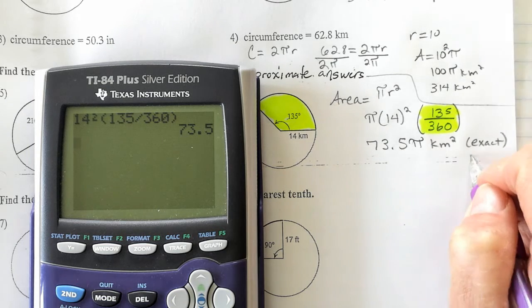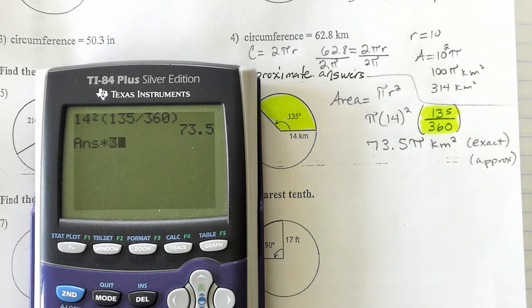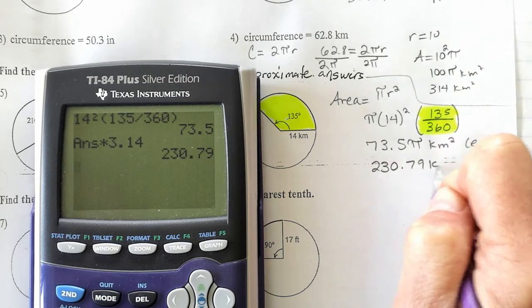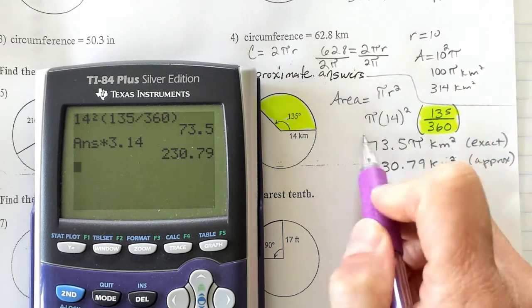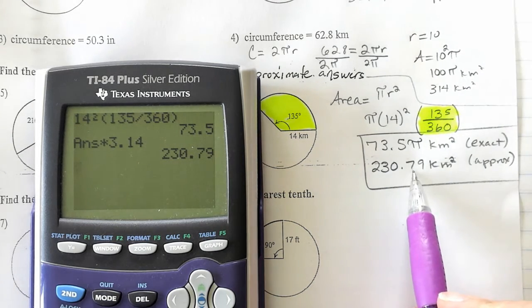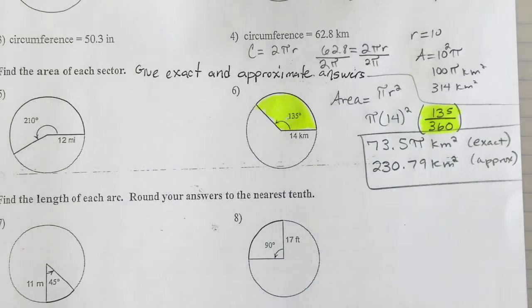Now, if I want to find the approximate, we will take that times 3.14 because we're approximating pi, and that is 230.79 kilometers squared. So those are our two different values. And if you round that 0.79 to 0.8, fine. We're good. All right, moving on.